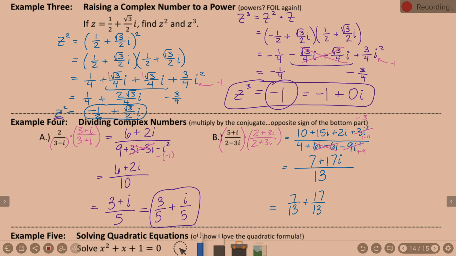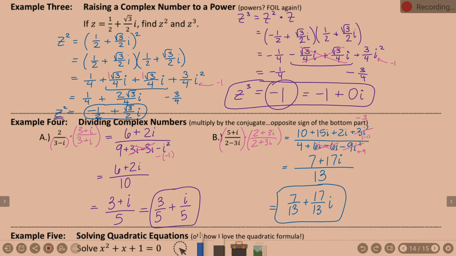I'm just going to show you another way you could write it here. 7/13 plus 17/13 i. That i can be in two different locations. Doesn't matter to me. It could be on top of the fraction like I demonstrated in the last one. It could be beside the fraction like I demonstrated here. The one place it cannot be is just in the denominator. That's a no-go. Okay?